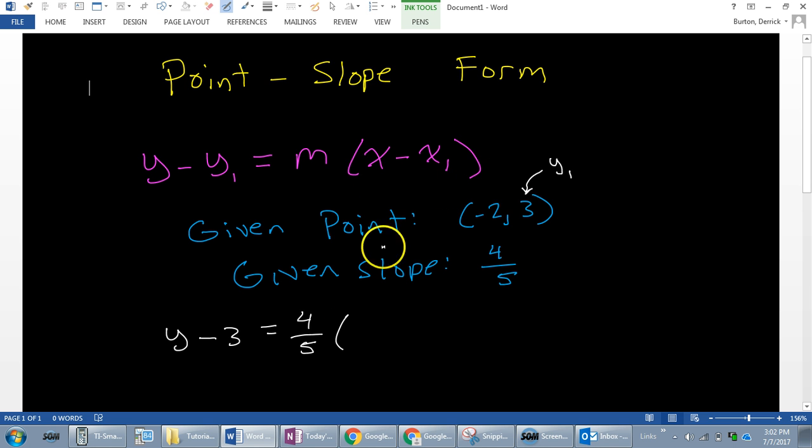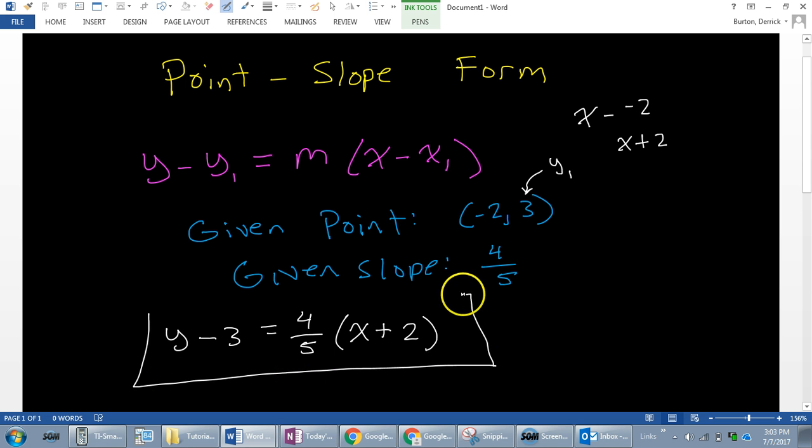Alright, and then the x minus x1, well I just keep the x. X1, that's the -2. Now I'm going to wind up changing the sign and doing a +2 because I have x minus x1. So that's like having x minus -2. And when you do minus and negative, that's a positive. So basically, if you have a negative number, you're going to put a plus. If you have a positive number, you're going to put a minus. So that's how point slope form works.